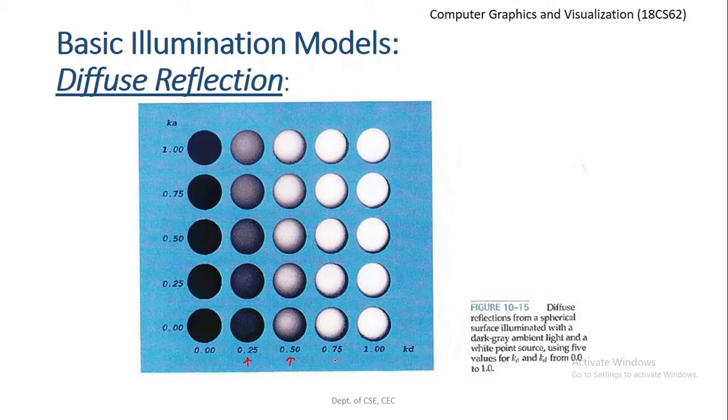Similarly, we further increased the value of Kd to 0.75. Here we can see more intensity of the point source incident on the surface. You can also observe the variation across the boundaries. Similarly, this is an example where the value of Kd is set to 1 and the value of Ka is set to 0. So we can make out that the white light is incident on this sphere, and we can also make out the orientation of the surface.